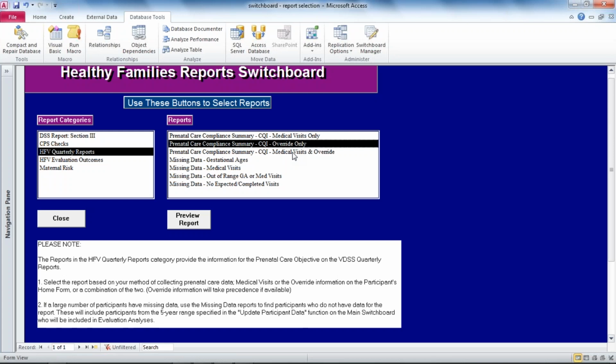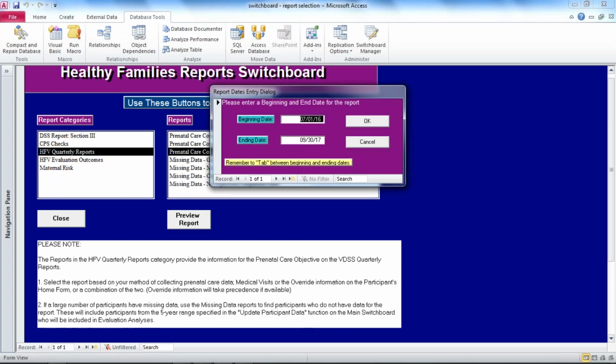And in this analysis, the override data takes precedence over the medical visits data. Let me run that for this data. And in order to get a large enough number of people in this data, I've expanded this to a broader date range. I expanded it to a year and a quarter rather than a quarter, because when I ran the most recent quarter, I found that it was just one person.